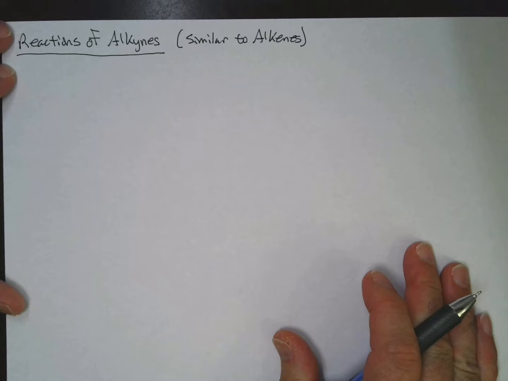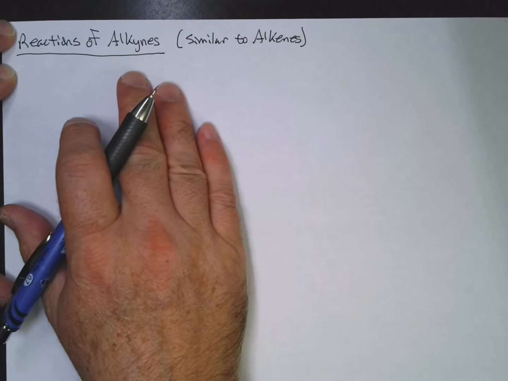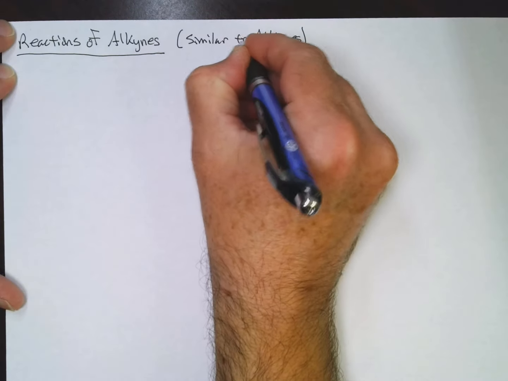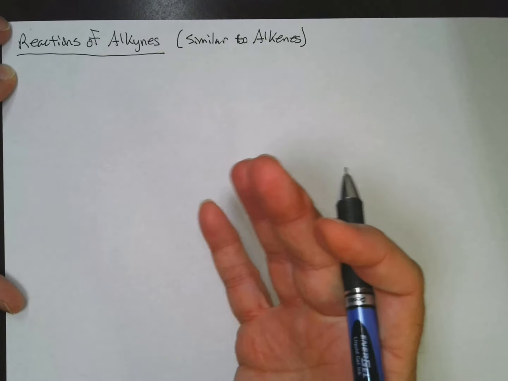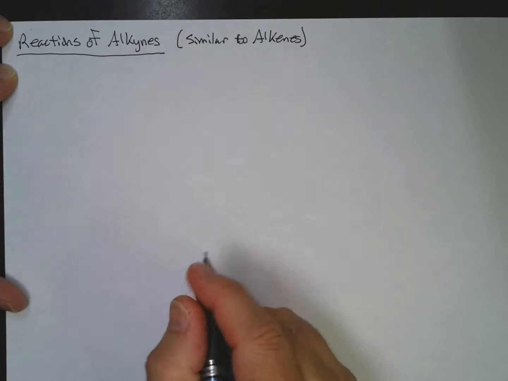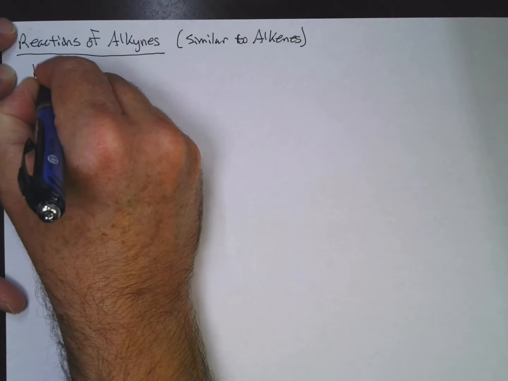Oh, let me put that back in frame. There we go. So our reactions of alkynes are actually going to be pretty similar to our reactions of alkenes. Okay, that CC triple bond is rich in pi electrons, and so we'll get a lot of addition reactions just like we did with alkenes. So we could, for example, do hydrogenation.